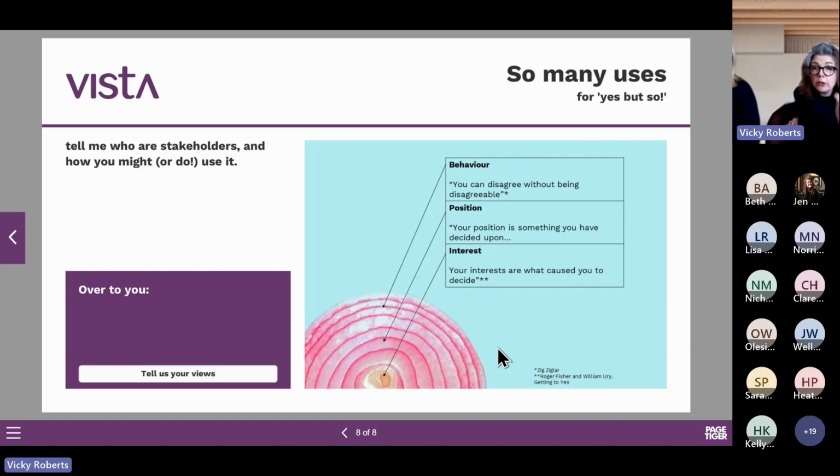I understand that you feel that you need exactly that report, but the information that you need in it, we could get in other ways or supply to you in other ways. Would that be acceptable to you? You can use yes, but so at each of the layers to get to the interests and then get to a resolution. But that's the theory. You've got the experience. Talk to us about examples where you've used yes, but so, or where, reflecting on it, you think it could be useful to you.